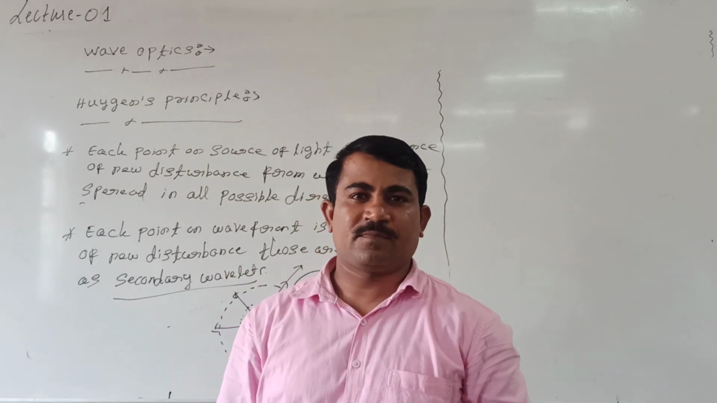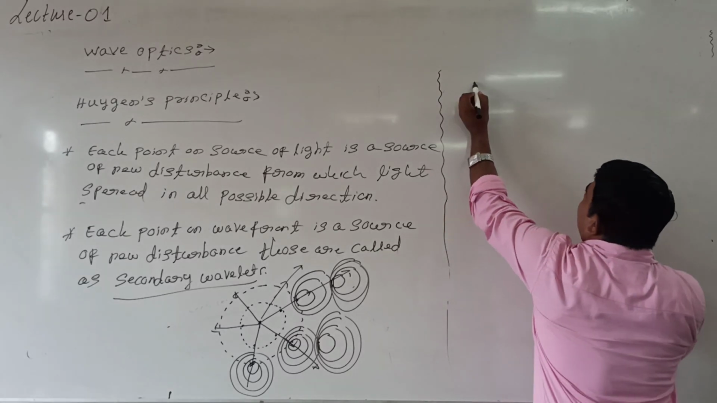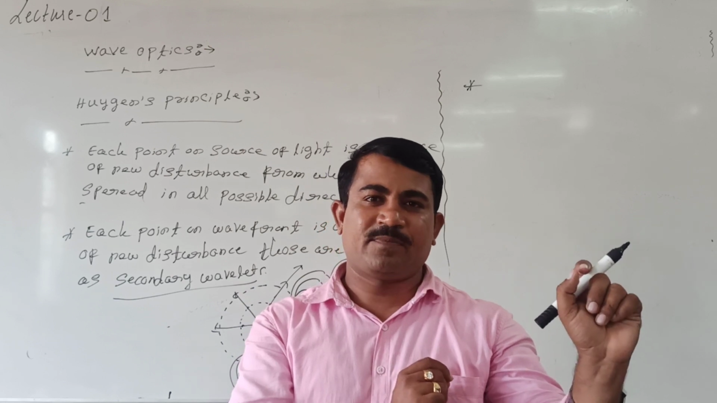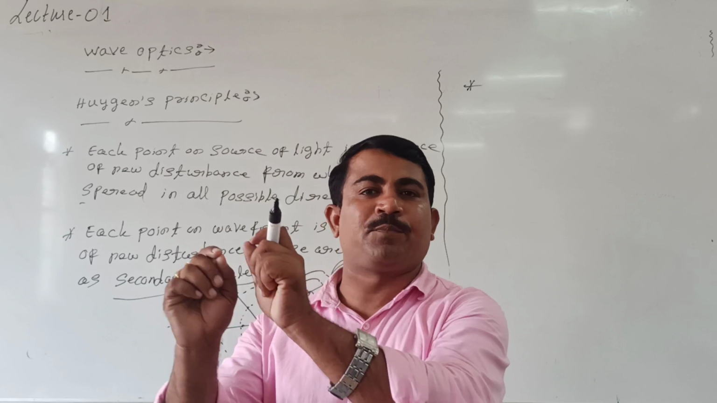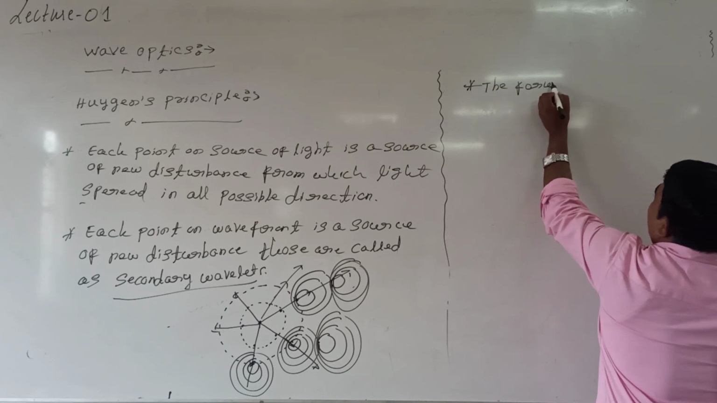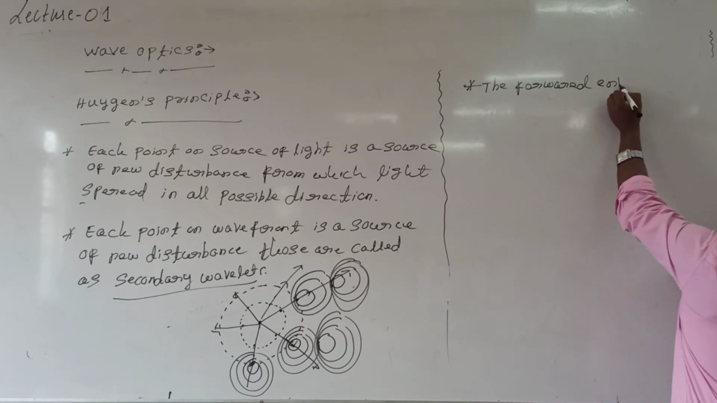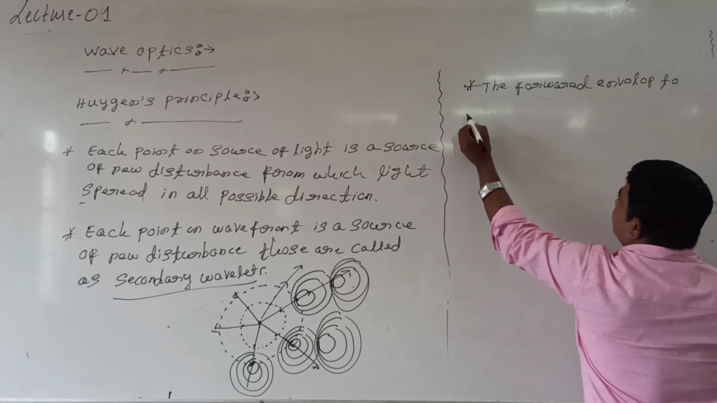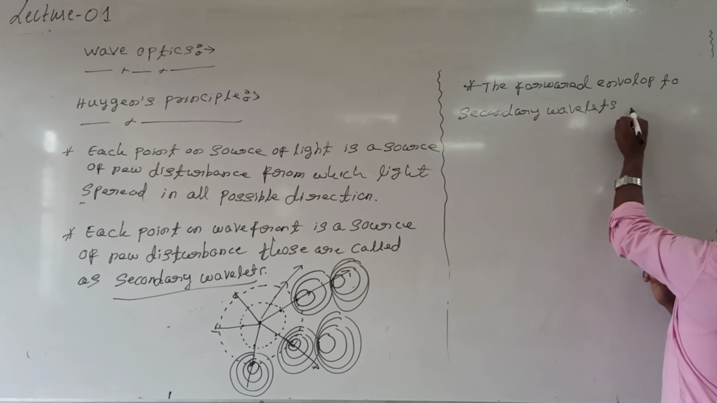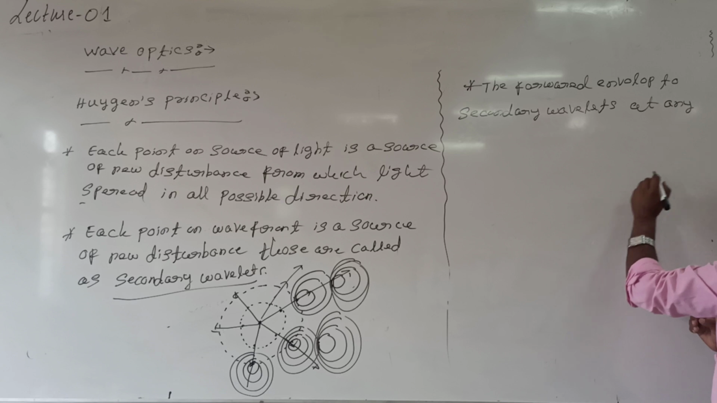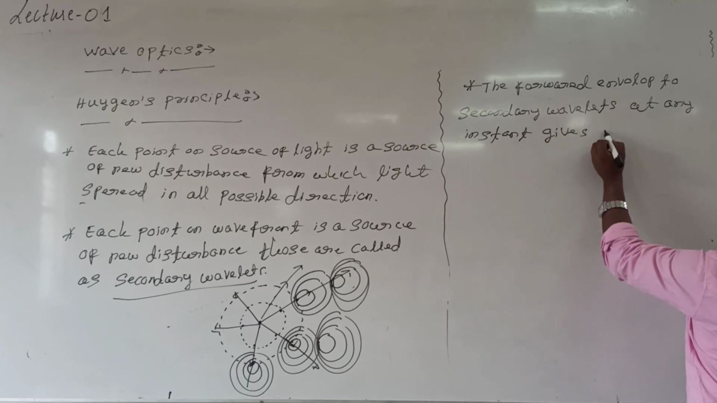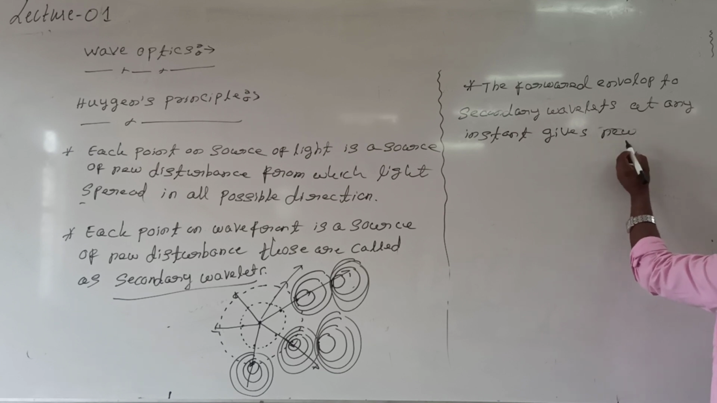Then look at it. How is the forward motion of the wavefront given? That is explained by the third point of Huygens' principle. The third point says that the forward envelope to the secondary wavelets at any instant gives the position of the new wavefront, or gives the forward motion of the new wavefront.